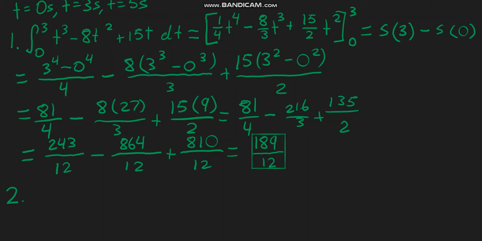So next, we're going to do the same thing from 3 to 5. We're just going to put v of t here, then s of t from 3 to 5. From here, we can do the same little trick to make it shorter. So we got 5 to the 4th minus 3 to the 4th over 4.